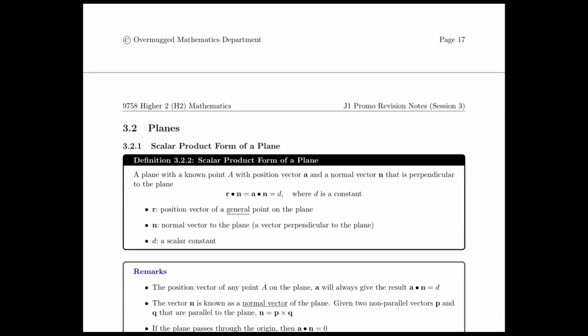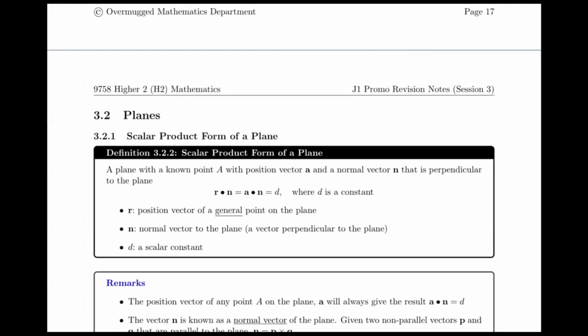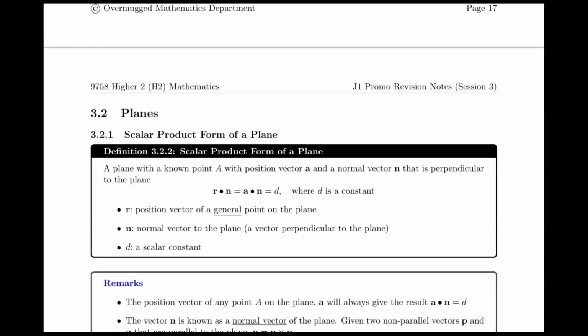Moving on, equation of a plane. We talk about a few different forms. Equation of a plane has 3. Yeah, 3. Which is your scalar product form of a plane. R dot N equals D.